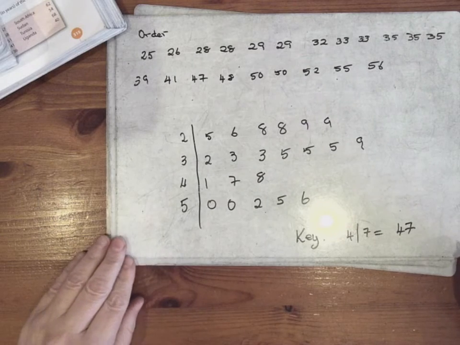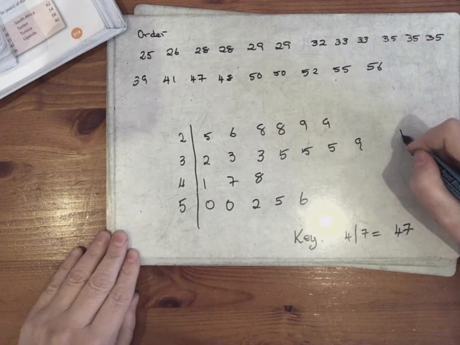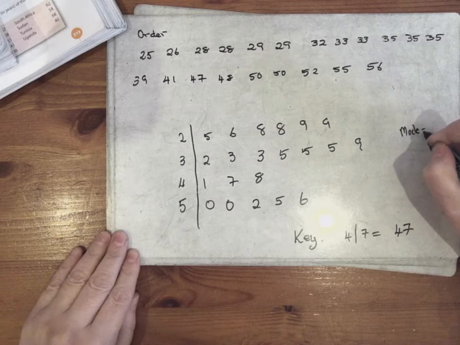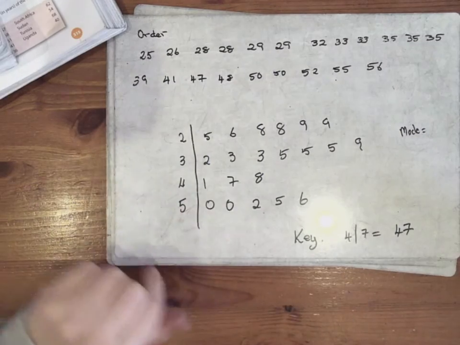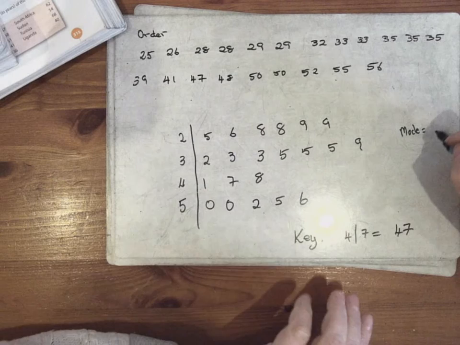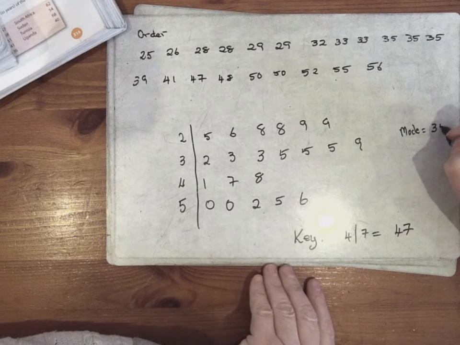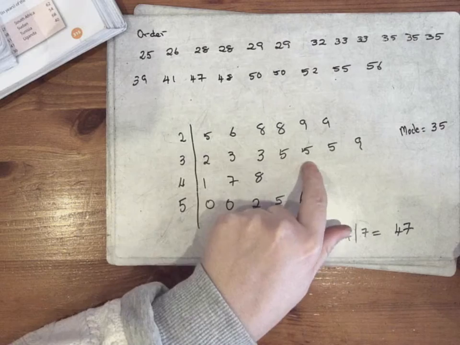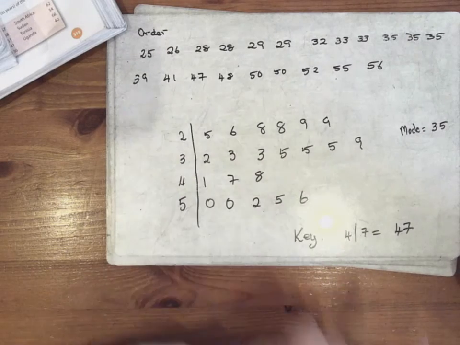Then they ask me to say what the mode is and what the median is. The mode is the number that appears most often in the list. The number that appears most often in that list is 35. Some people are tempted to say 5, but that's not 5, that's 35.